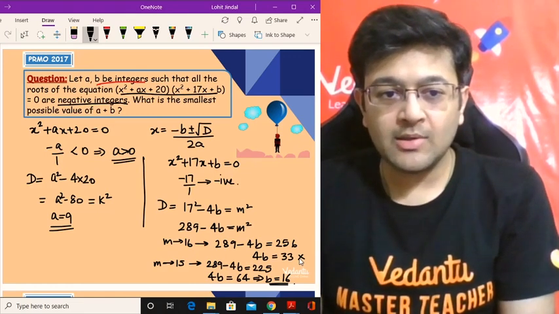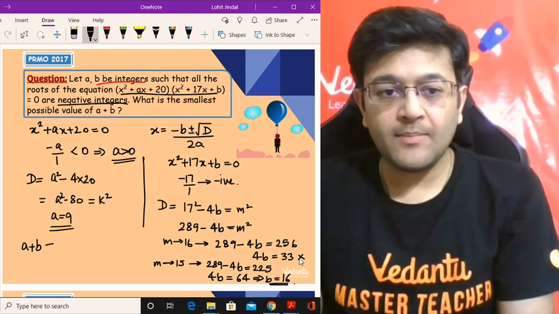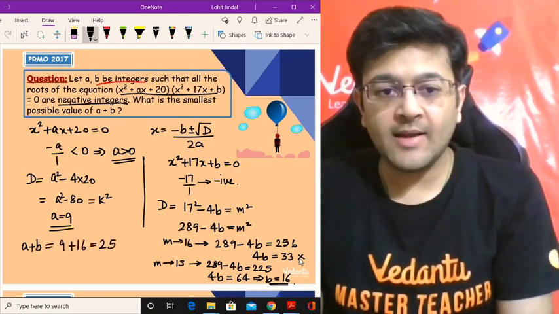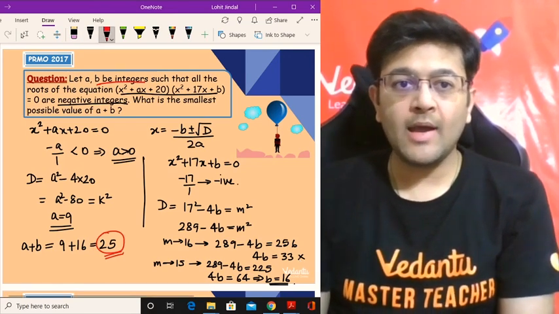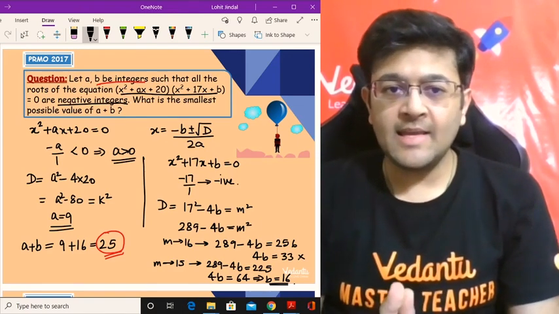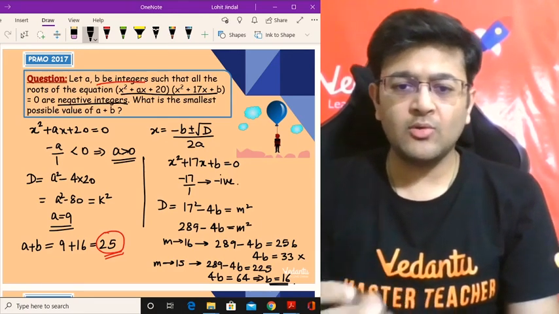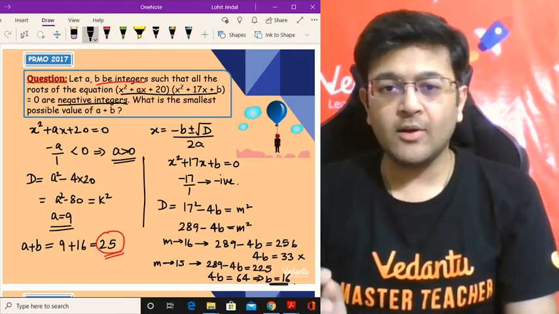So we have found both minimum values of a and b. So the minimum value of a plus b would be 9 plus 16, that is 25. So this is our final answer. Okay, I hope you understood. It is very easy. If you look at it carefully, it is only using the concepts of quadratic equations plus number theory, right? A little bit of both.